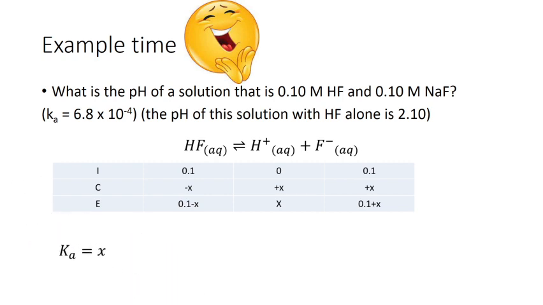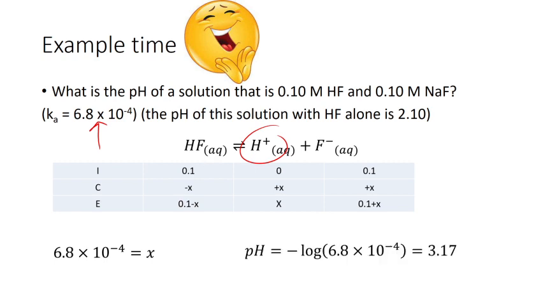And make it look like this, which is great because now our Ka equals X. So we don't even have to calculate for it. It's already given to us. And since that is our concentration of hydrogen, we can just take the negative log of that, and it will give us our pH, which in this case is 3.17.